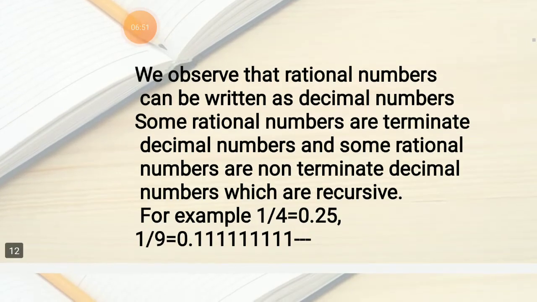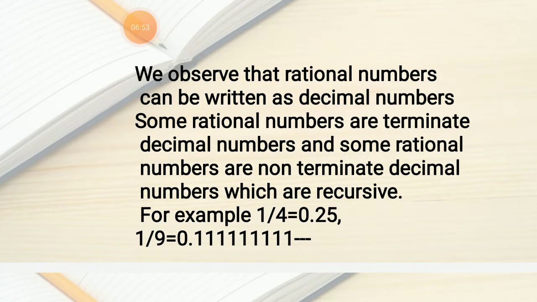We observe that rational numbers can be written as decimal numbers. Some rational numbers are terminating decimal numbers and some rational numbers are non-terminating decimal numbers which are recursive. For example, 1 by 4 is a rational number equal to 0.25, which is a terminating decimal number, and 1 by 9 which is 0.1111, and so on, which is a non-terminating decimal number, but it is recursive because 1 is repeating always.